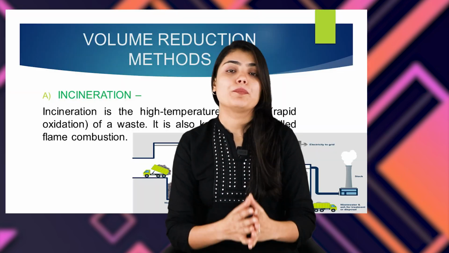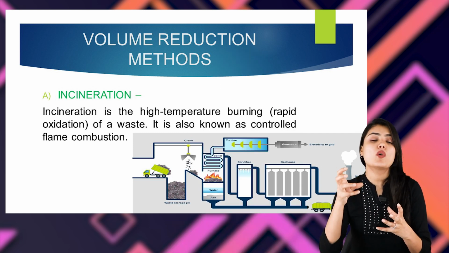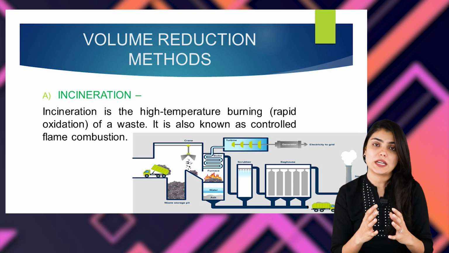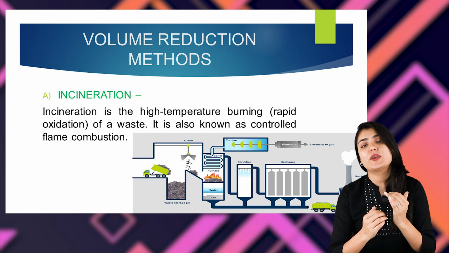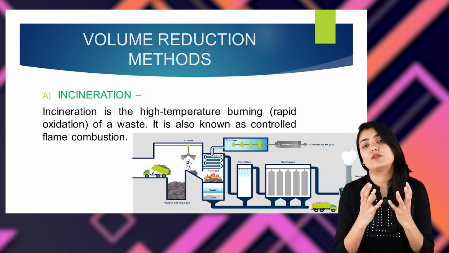In this session, we are going to discuss the other two methods of waste management, which are the volume reduction method and composting. Let us first start with the volume reduction method. From the term itself, we can understand that the volume reduction method is focused on reducing the volume of the garbage or the waste products. Under the volume reduction method, we have different methods that are done in order to reduce the volume of the waste products.